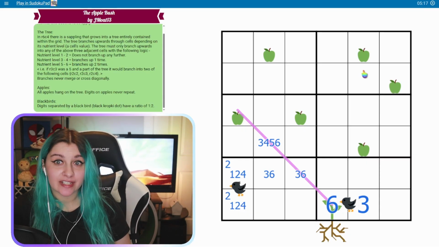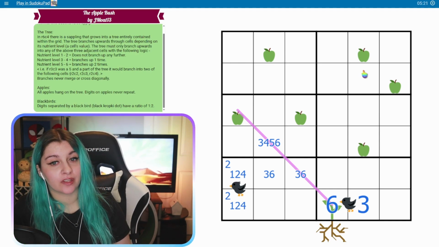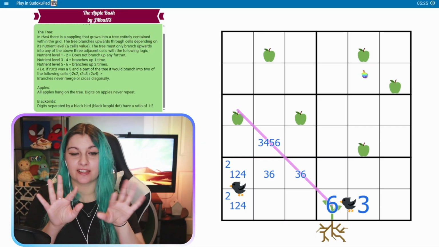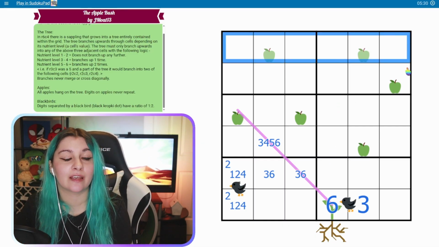If I have to have a 1 and a 2 on an apple, I also have to have a 5 and a 6. Are there any that I wouldn't want branching up 2 times? Oh, what if we have too many 5s and 6s and the grid just gets filled with trees? Would that be, like, mathematically, we could think about that.